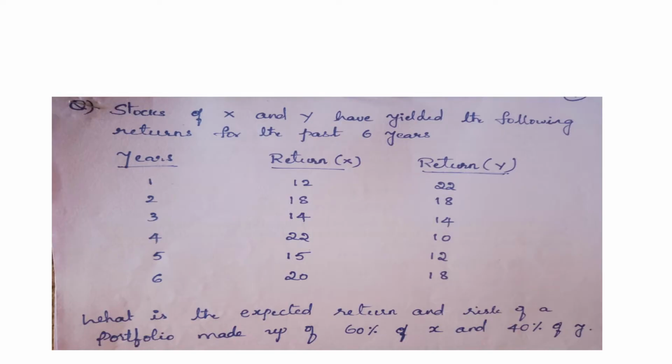Here the problem given is: stocks of X and Y have yielded the following returns for the past 6 years. So you are given the information of the number of years and the return of stock X and stock Y for the past 6 years. What is the expected return and risk of a portfolio made up of 60% of X and 40% of Y? So you have to find the expected return and risk of a portfolio if it is made up of 60% of X portfolio and 40% of Y portfolio.